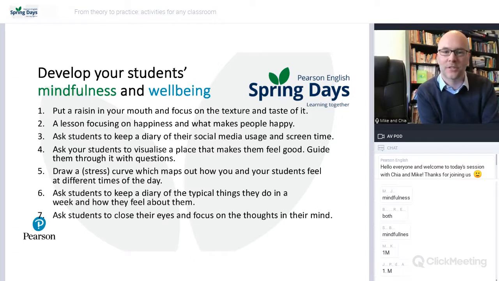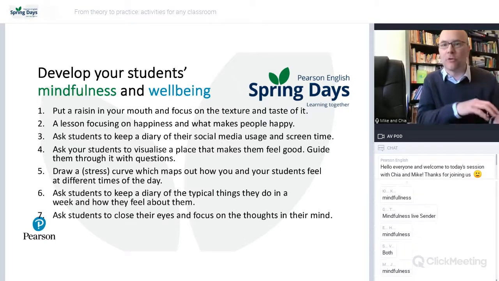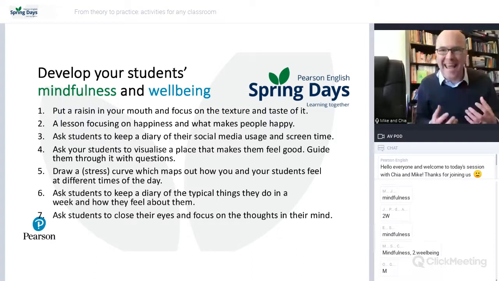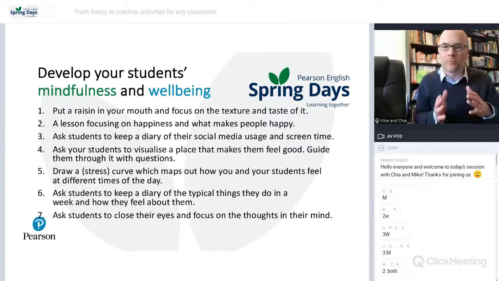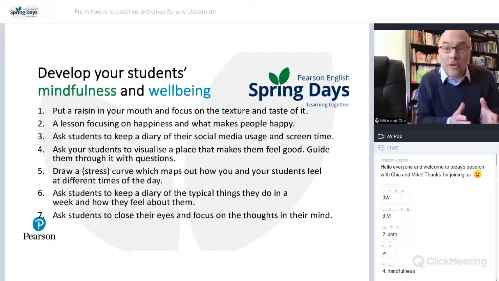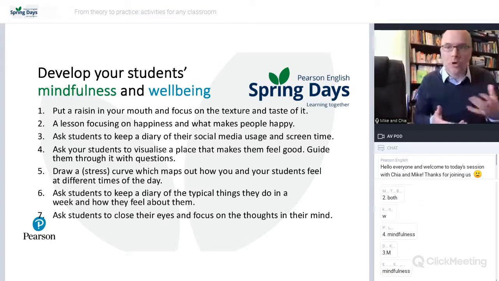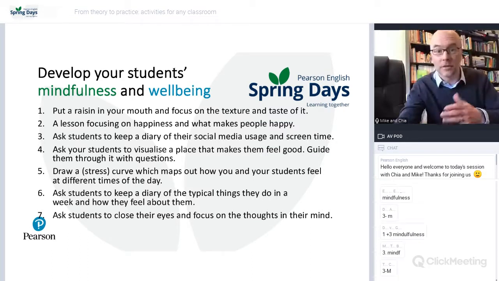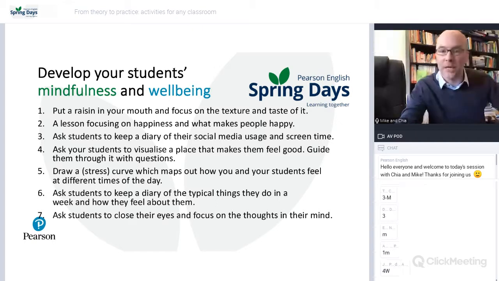Number two, a lesson focusing on happiness and what makes you happy. Number three, ask students to keep a diary of their social media usage and screen time, for example, throughout a week, and then use that as the basis of a lesson for discussion, for plotting graphs, for describing graphs. There's loads of language work you can get out of these, but you're also addressing a very important topic in question here around your learner's emotional state and how it is affected throughout the week, either positively or negatively by their screen and social media.